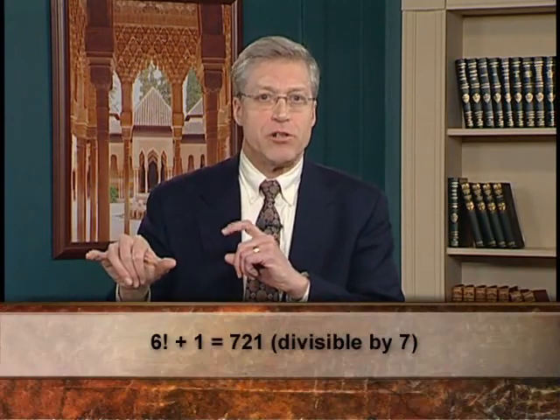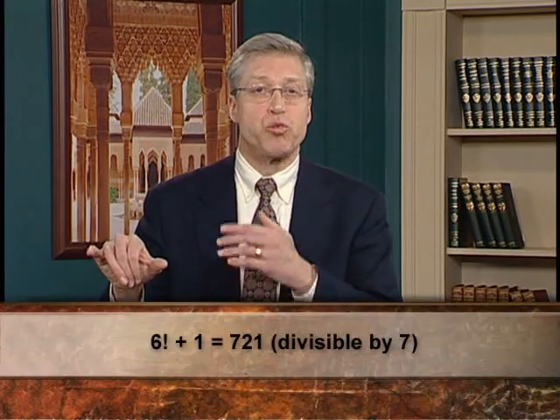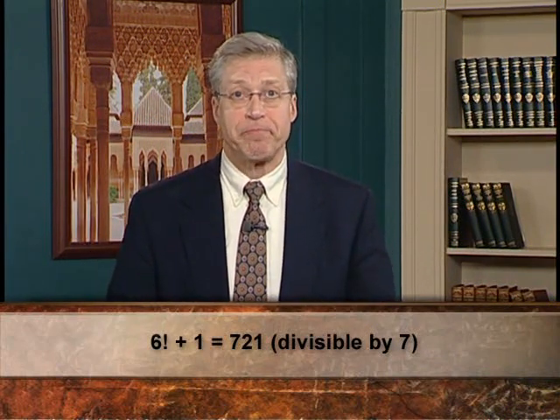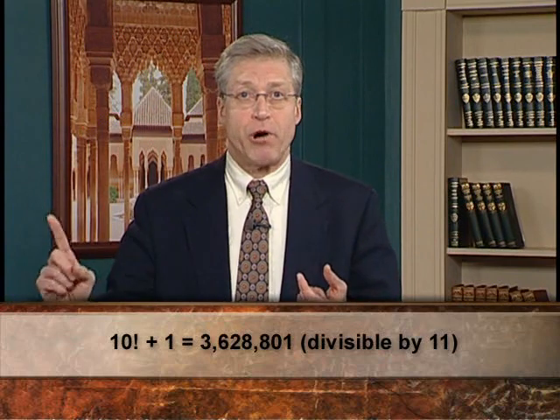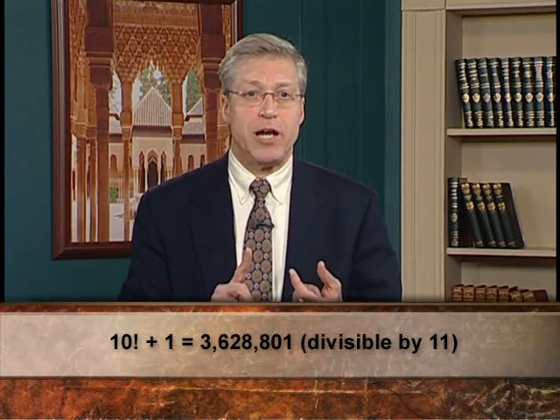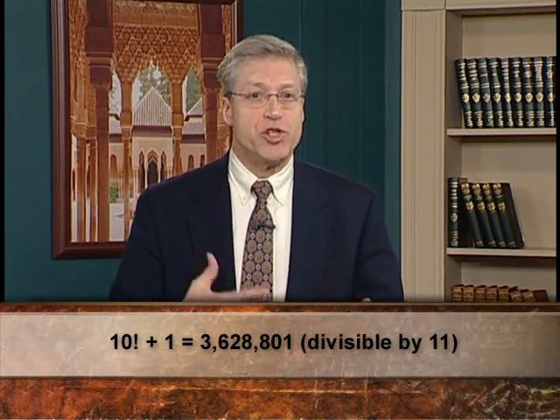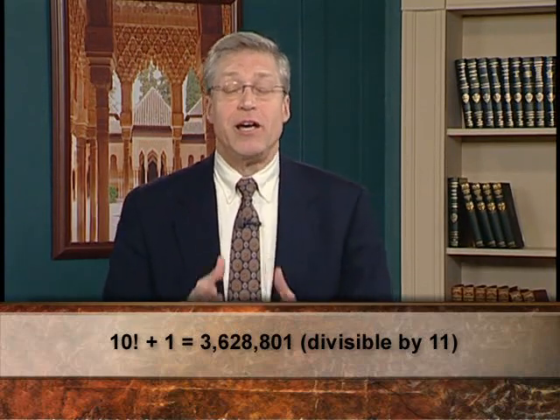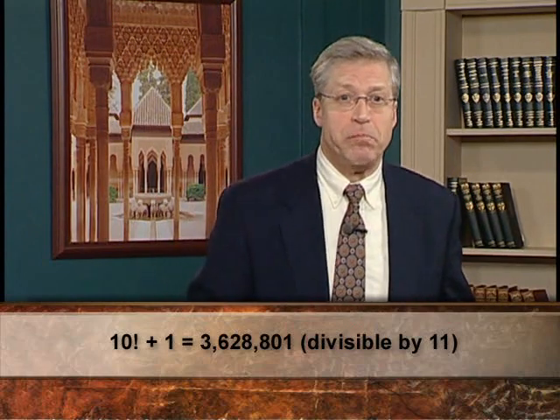So the product of the integers from 1 to 6 plus 1 is 721, and that's divisible by 7. 11 is a prime. The product of the integers 1 through 10 plus 1 gives you 3,628,801, and that number is exactly divisible by 11. Al-Haytham didn't just observe this, he actually was able to prove this particular result.